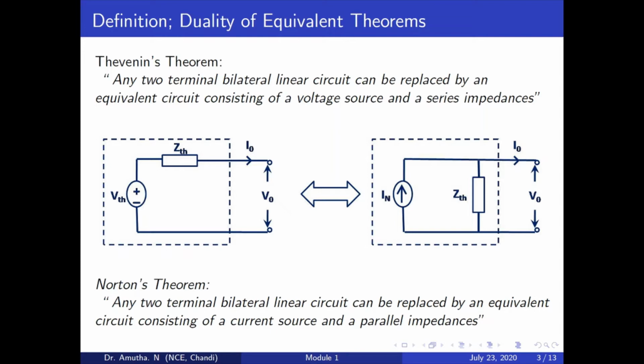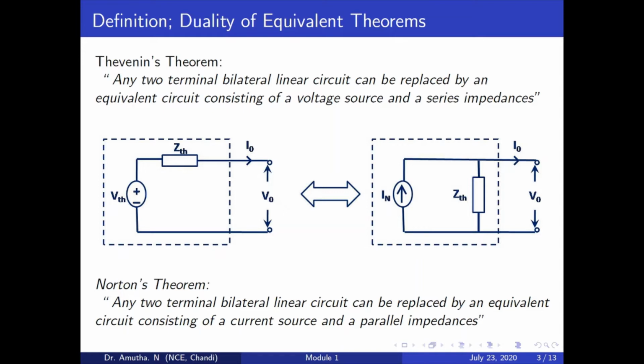Thevenin's and Norton's theorems we can consider as duality theorems, because we can convert from Thevenin's theorem to Norton's theorem as well as Norton's theorem to Thevenin's theorem. This is a simple conversion of voltage source to current source. So we can say that this theorem is a duality theorem.